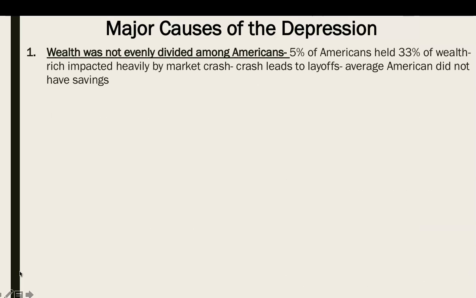So let's get into the major causes of the Depression. As we get into these notes on the major causes of the Depression, remember these are your notes. Feel free to write down as little or as much as you'd like. So the first thing that we need to mention is that in the 1920s, it became rather obvious that wealth was not evenly divided among Americans.